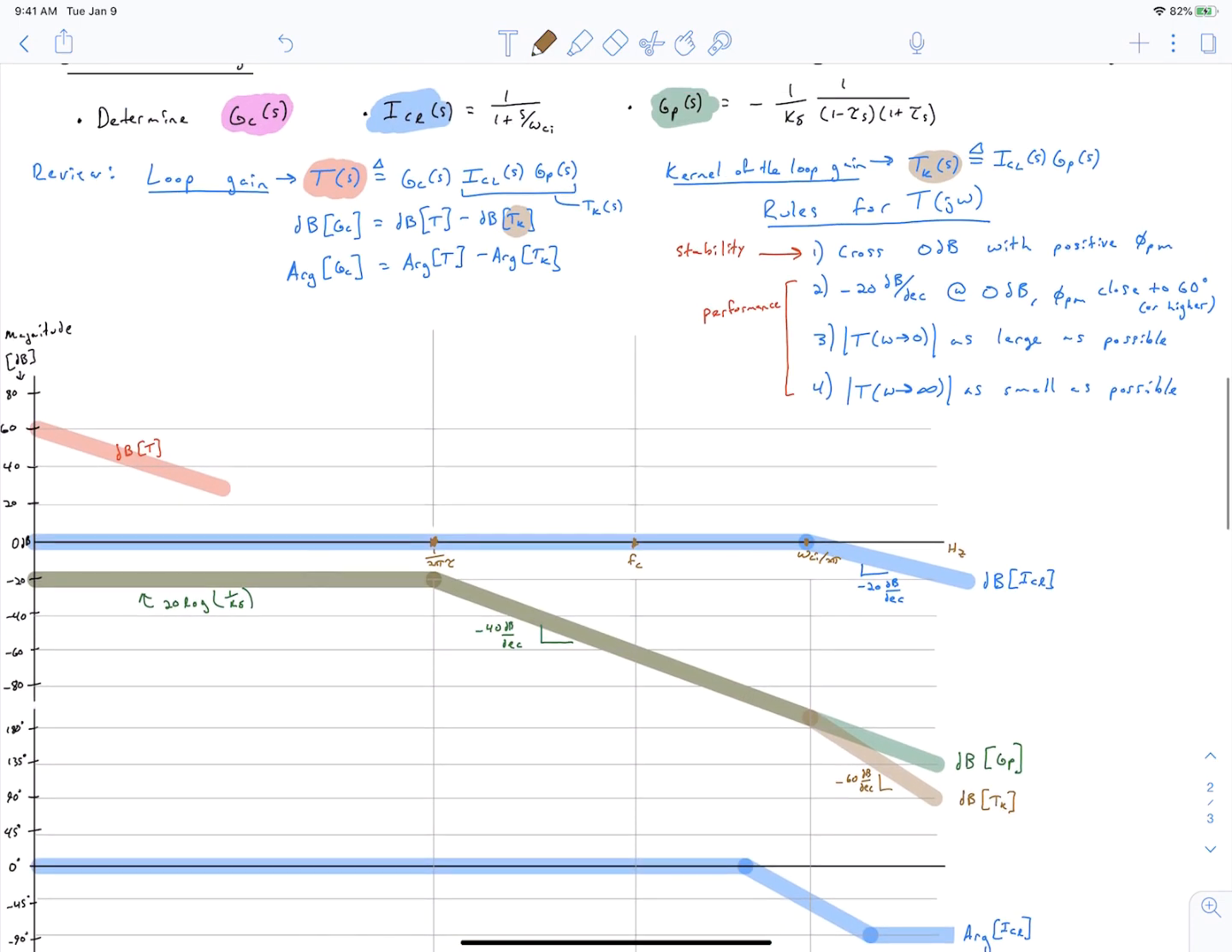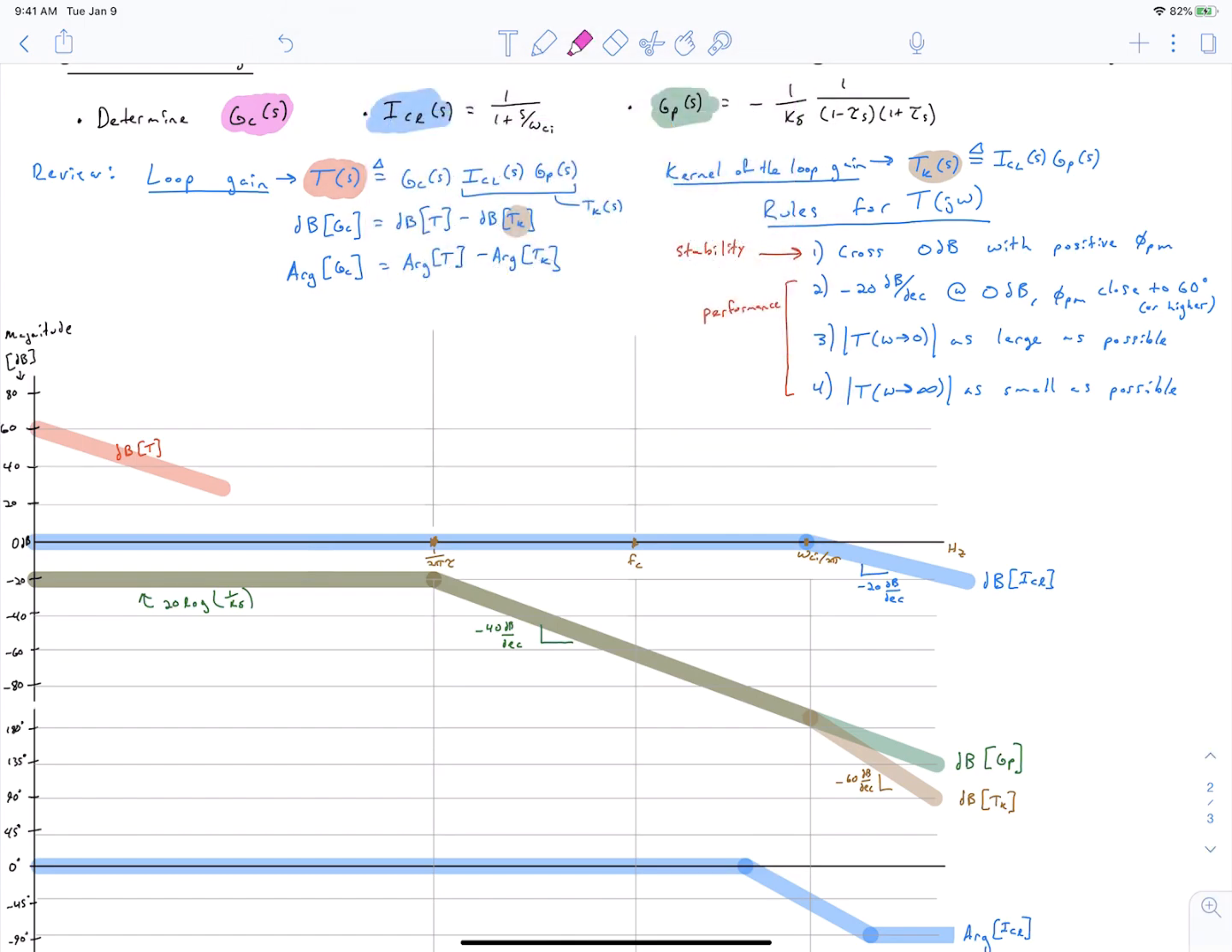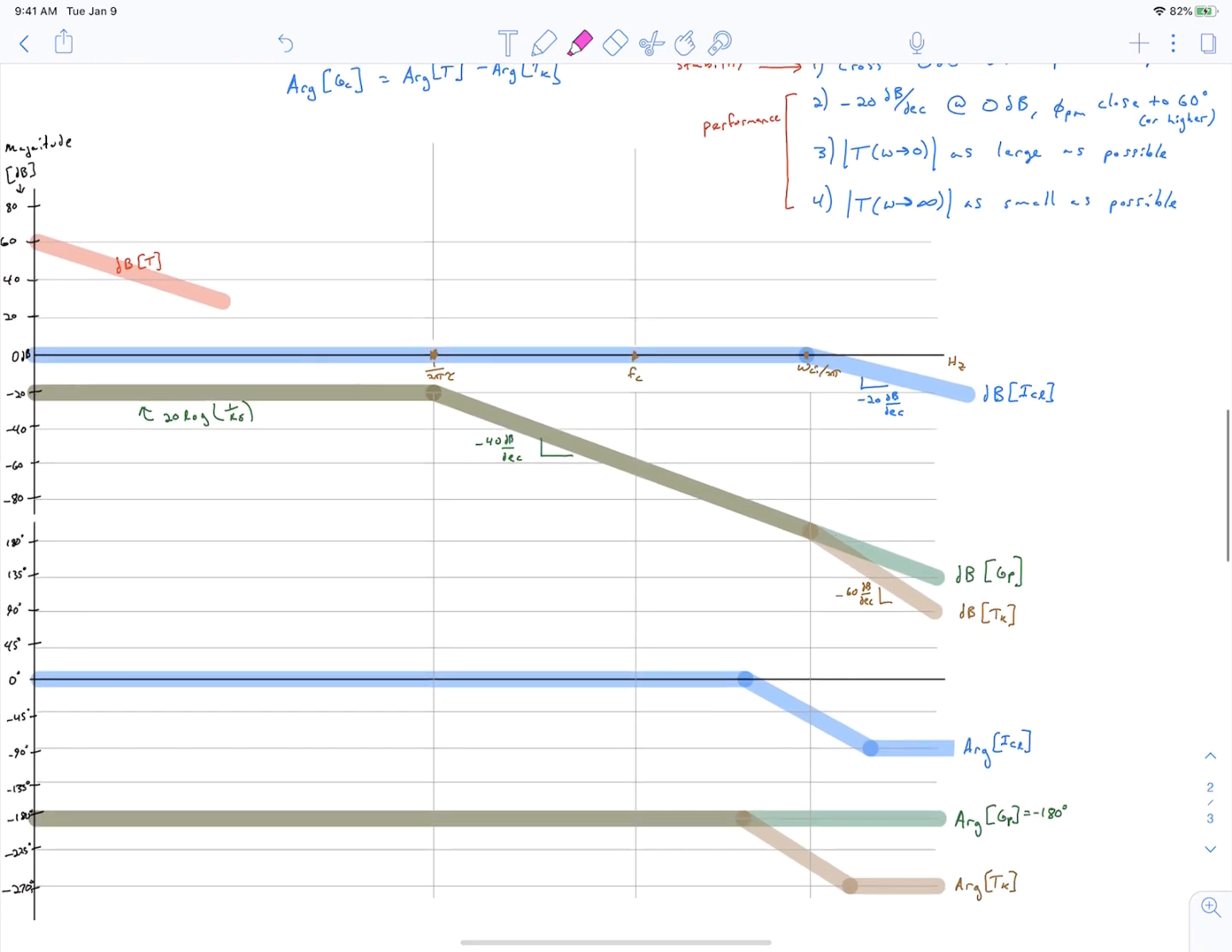Okay, now we can go back and figure out what our controller magnitude should look like, because we now know what the kernel is of our loop gain. So we're going to take decibel of our loop gain minus decibel of the kernel of our loop gain, and you can see that the kernel of our loop gain is sitting here at negative 20 decibels, and so we're going to get a controller that's going to look like this in the low frequency region.